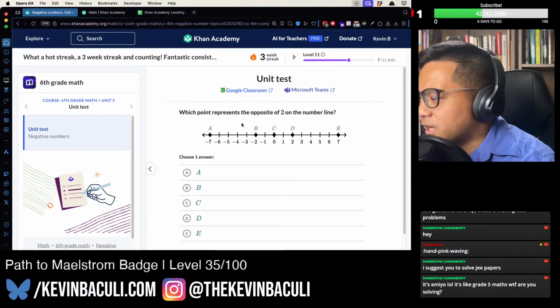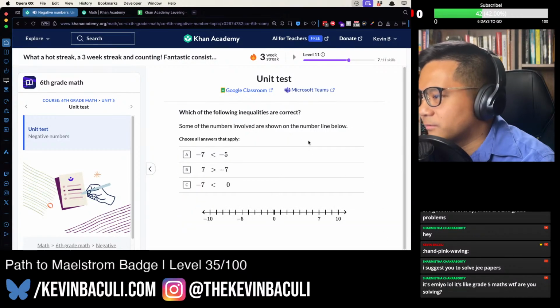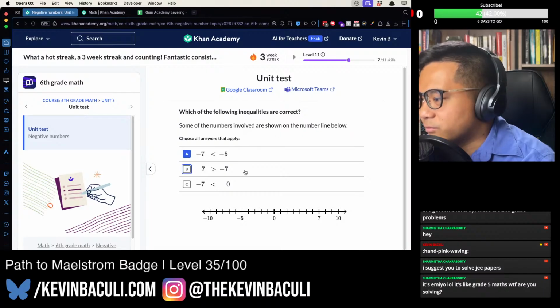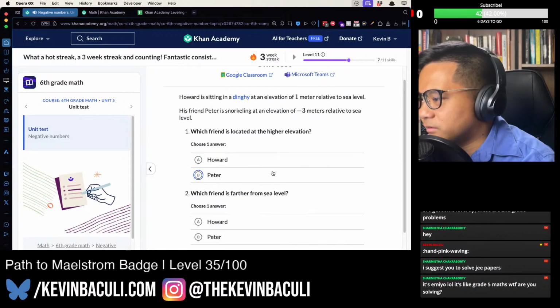Which point represents the opposite of 2 on the number line? B? There we go. Which of the following inequalities are correct? Some of the numbers involved are shown on the number line. -7 is less than, yes, that's true. 7 is greater than -7, absolutely. -7 is less than 0, absolutely.